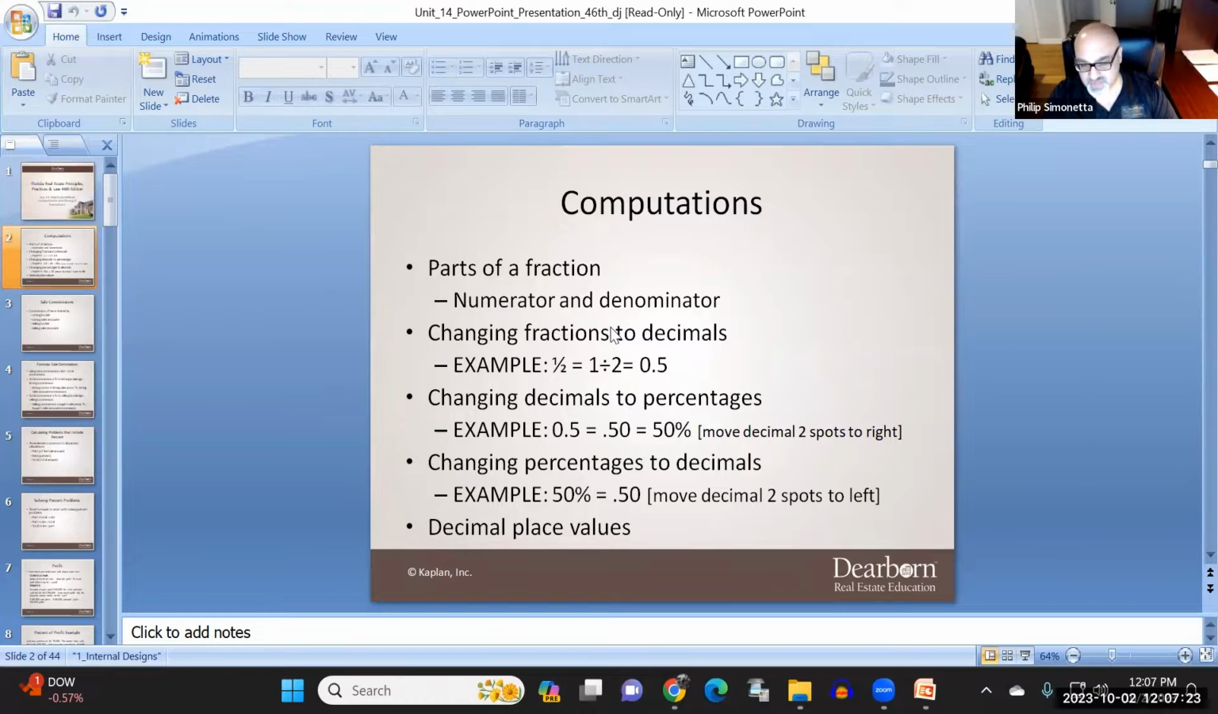Changing decimals to percentages. An example would be 0.5 equals 0.50, which equals 50%. You would move the decimal 2 spots to the right. Changing percentages to decimals. An example would be 50%, 0.5. You would move the decimal 2 spots to the left. And the decimal place values.